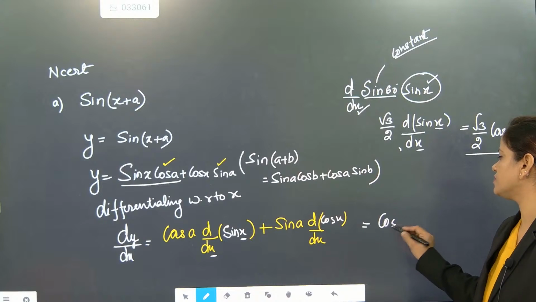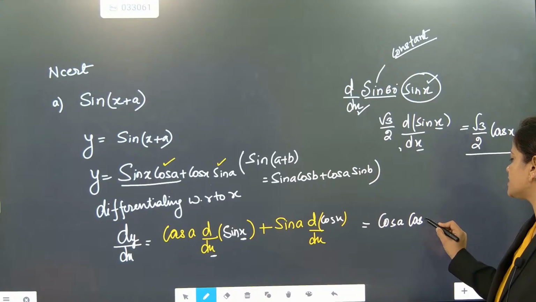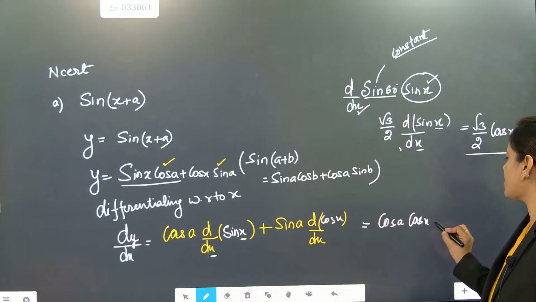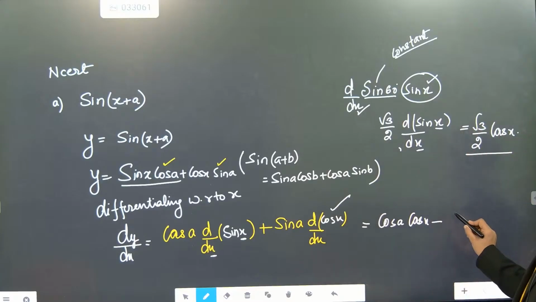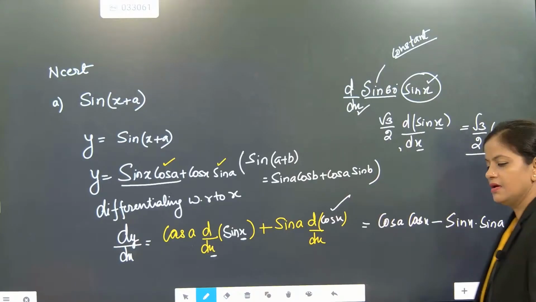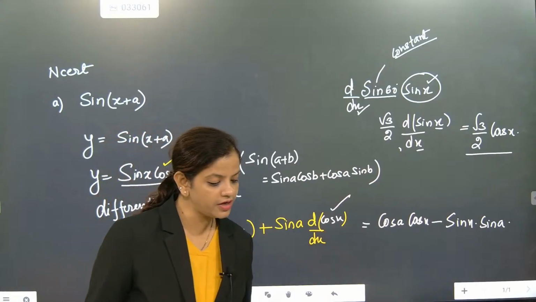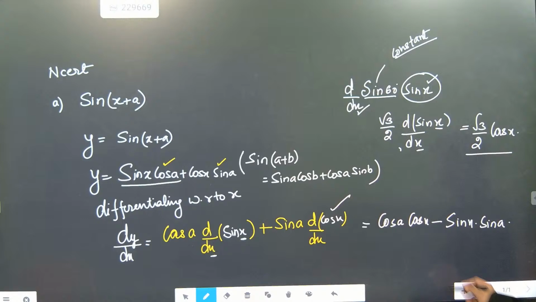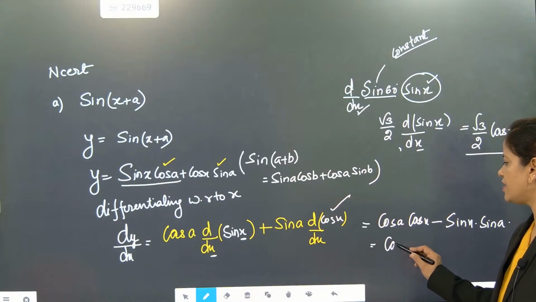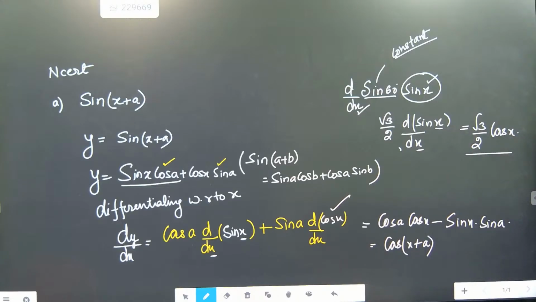cos A will remain cos A. It is not differentiated. sin x will become cos x. And here it will become minus because the differentiation of cos x is minus sin x. So it will become minus sin x into sin A. So it is cos x into cos A minus sin x into sin A. Got it? And when we write this as one formula, it will become cos of (x plus A). That's it.